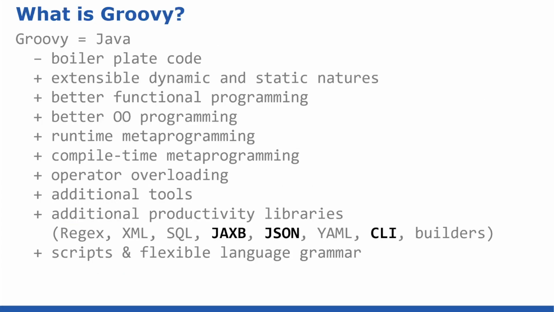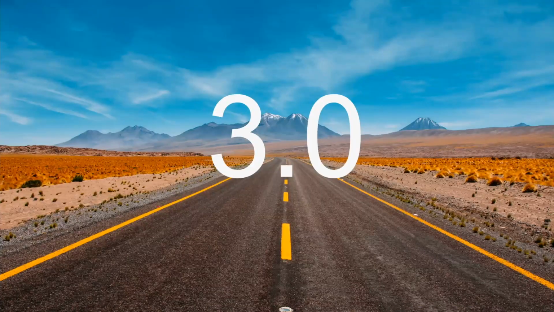Okay, there was also some JAXB functionality, some JSON tweaking, configurability functionality, some new CLI stuff. Go and read all the release notes if you're wanting to see some more of that. Okay, Groovy 3.